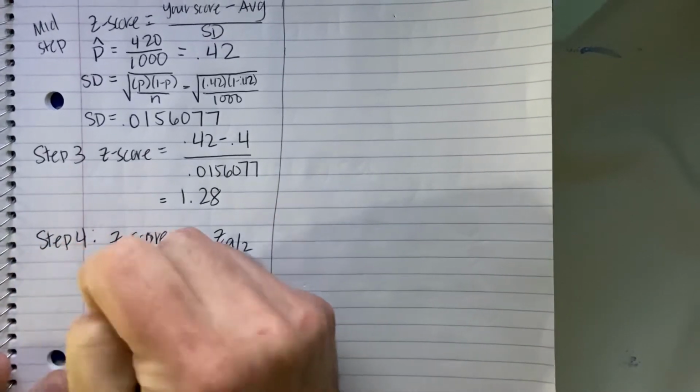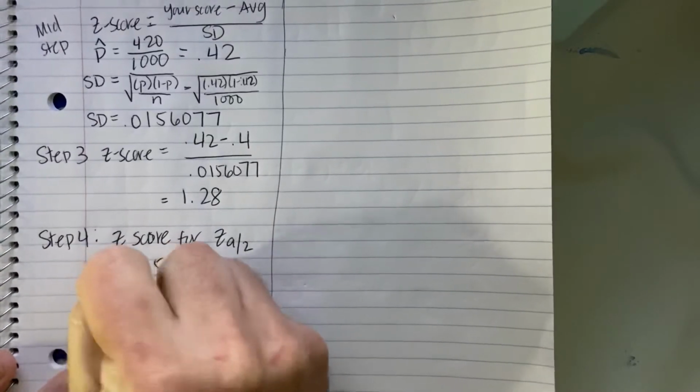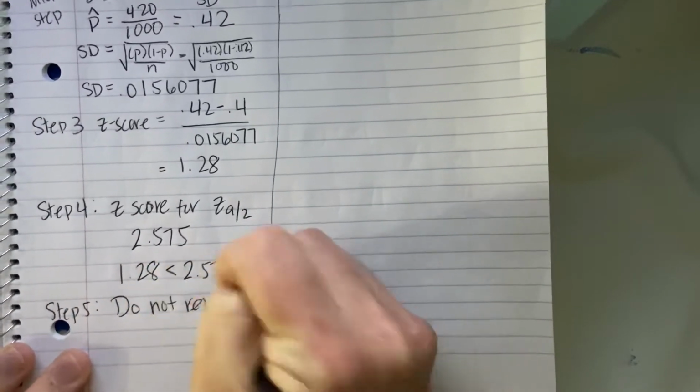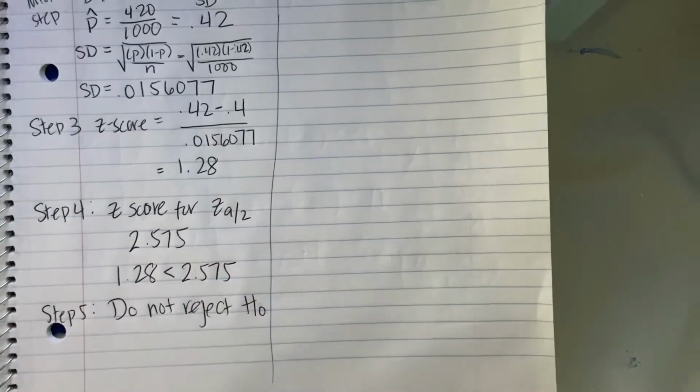Now, if your z-score is between the negative and positive of the critical value, because remember it should be on both sides, then you do not reject. If it is outside, you do reject. So 1.28 is less than 2.575, which means that we're in the expected range, which means our conclusion needs to be we do not reject the null hypothesis.